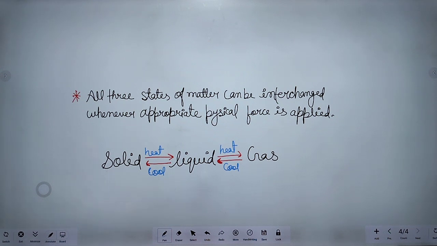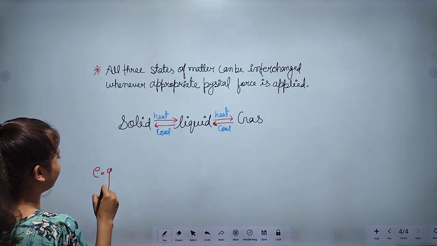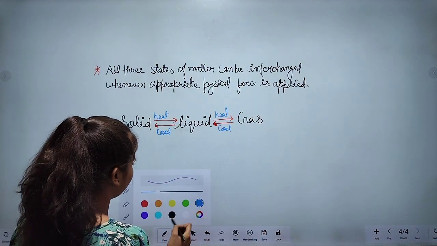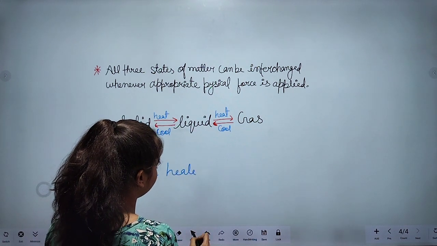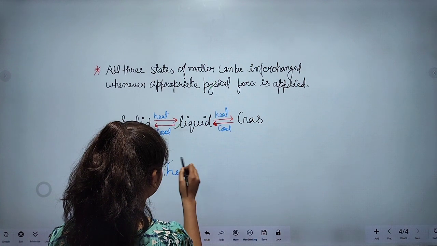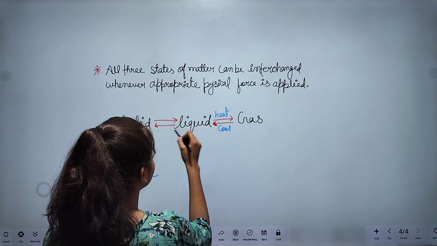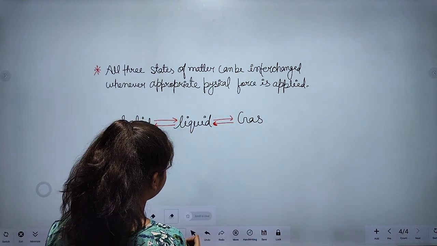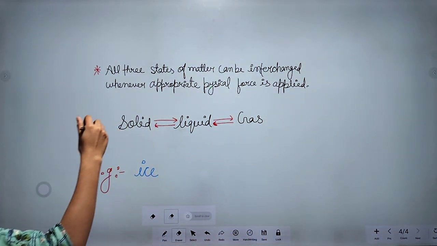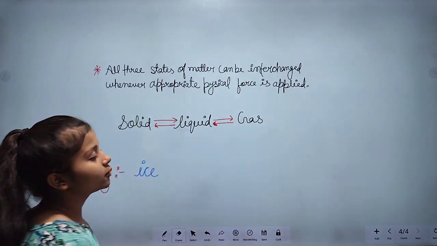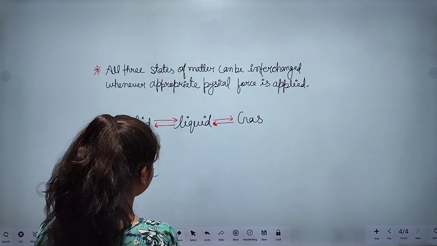So for example, you can also take ice, like if the ice is heated, physical property. Like also we all know that solid is directly changed into gas. By which process? Sublimation. Okay, by any physical process, any physical force you can say.